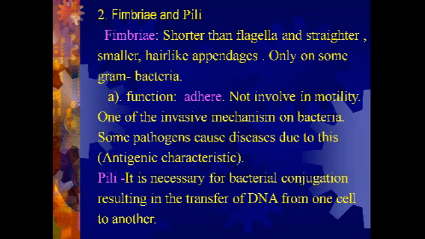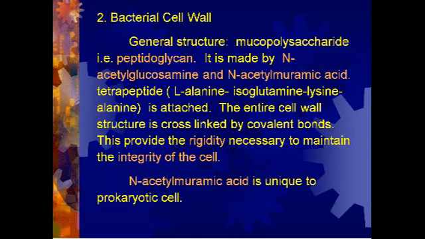Fimbriae are shorter than flagella and striated, smaller hair-like appendages present only in some gram-negative bacteria, and their main function is to adhere, and it does not involve in motility. It is one of the invasive mechanisms present in bacteria to cause diseases. The next one is pili. Pili is the sex factor present in bacteria. It is necessary for bacterial conjugation, resulting in the transfer of DNA from one cell to the other.